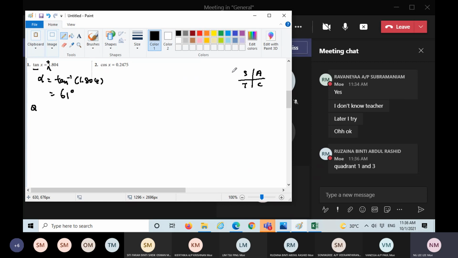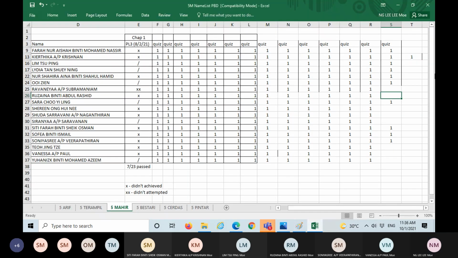Okay, she says 1 and 3. This is 1, this is 2, this is 3. In 3, tangent is positive, correct? And this is 4. So 1 and 3. Okay, Rosanna.